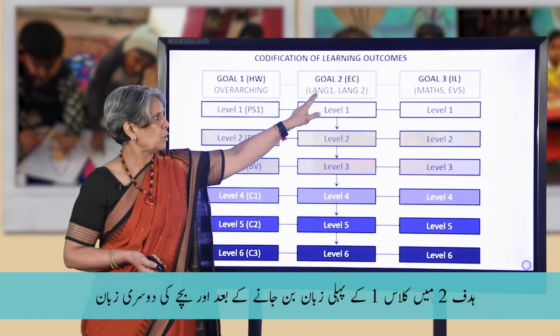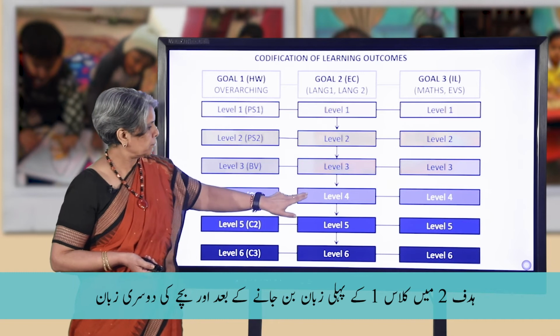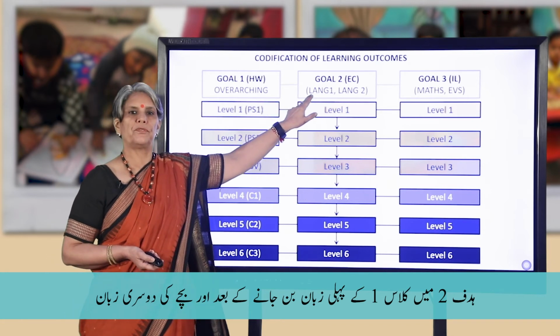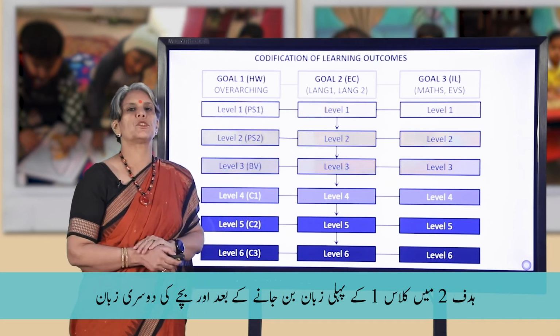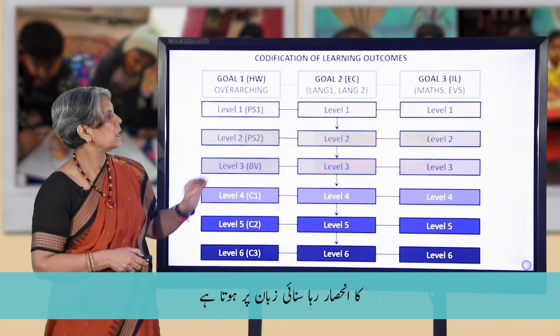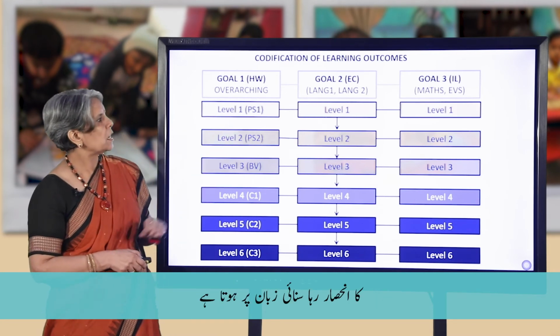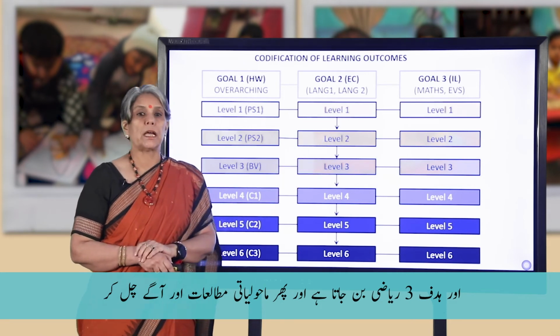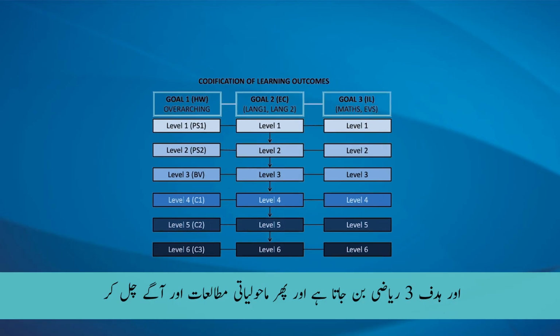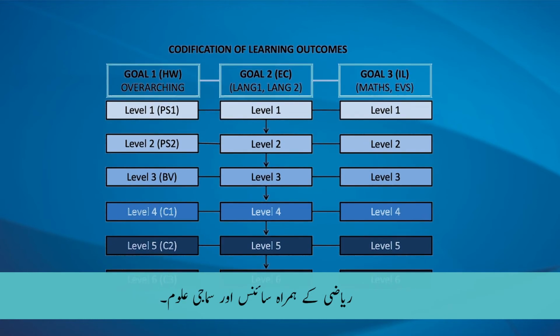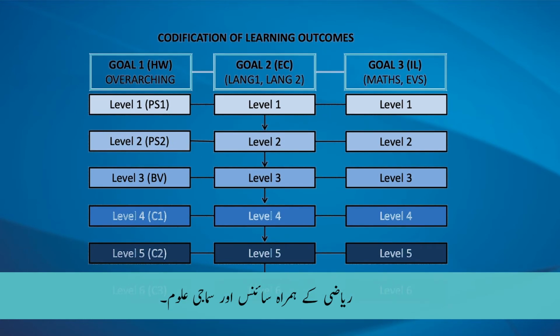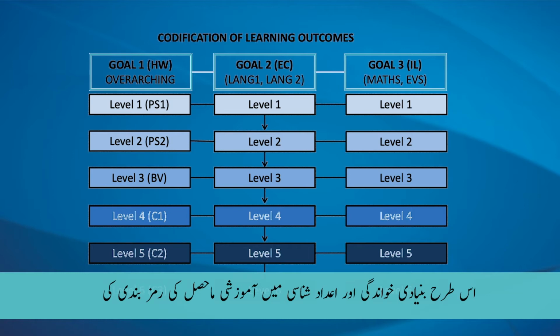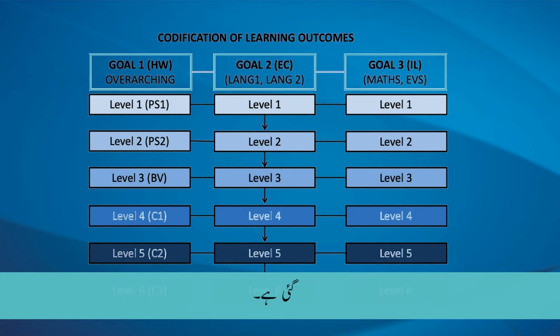In goal 2 after class 1 becomes the first language and the second language of the child, depending on the languages of the state, and goal 3 becomes mathematics and environmental studies, and later on science and social sciences along with mathematics. So this is how the learning outcomes have been codified in the FLN framework.